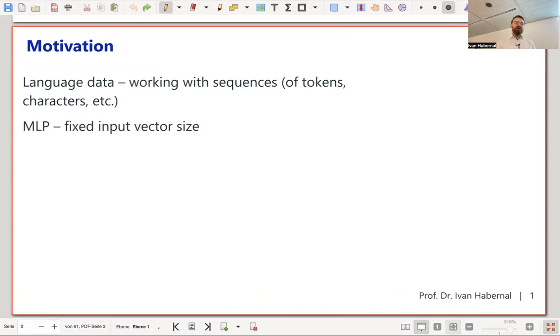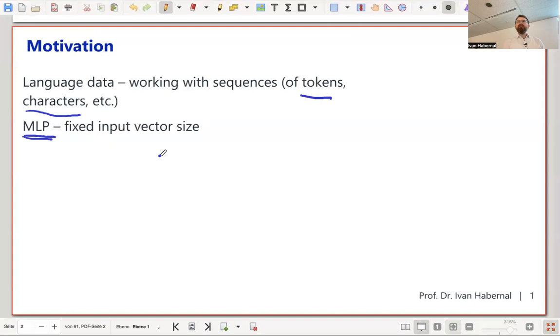So the point is that language data, if we work with text, is a sequence of words. So we have somehow sequential data or time-based data. In time t, there's a word, time t plus one, there's another word, and so on. So there's some time progress left to right. So we have tokens or characters or stuff like that. So this is great.